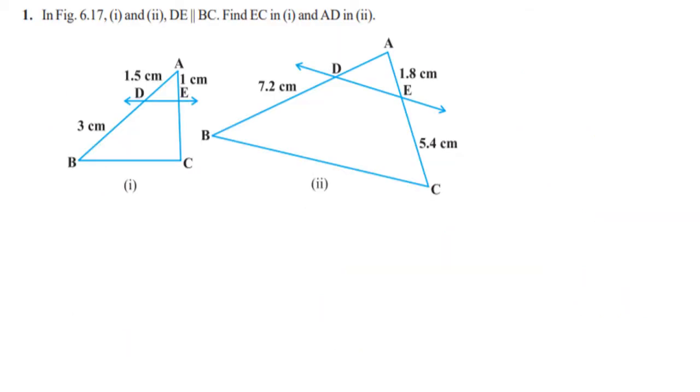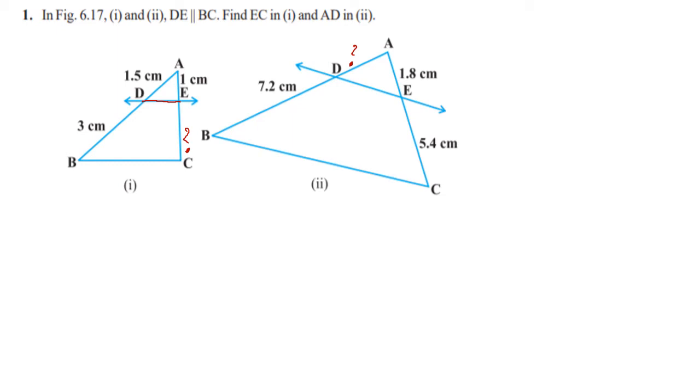Now, let us move on to the questions here. So, basic proportionality or converse of basic proportionality, I said it is directly the proportion that you have to see. So, here the question is given first and second. DE is parallel to BC. In both the cases, this line DE is parallel to BC. Now find EC in the first one, and AD in the second one.